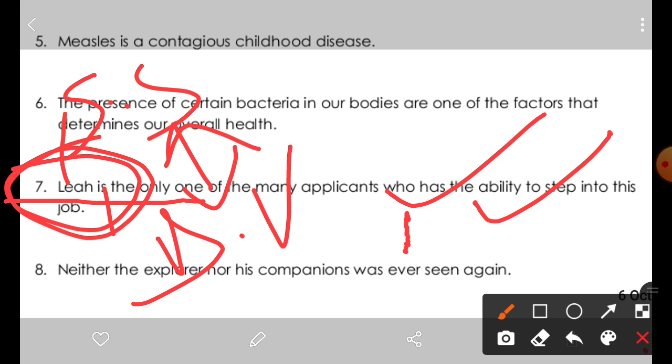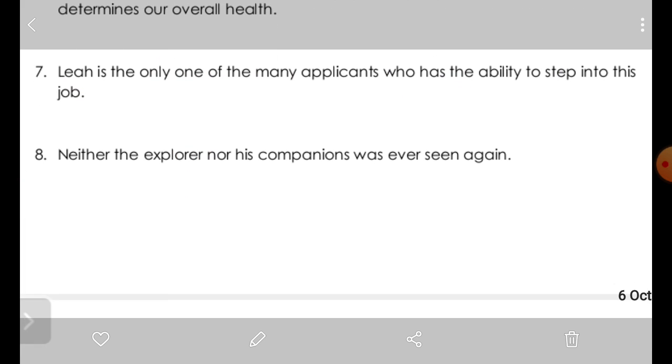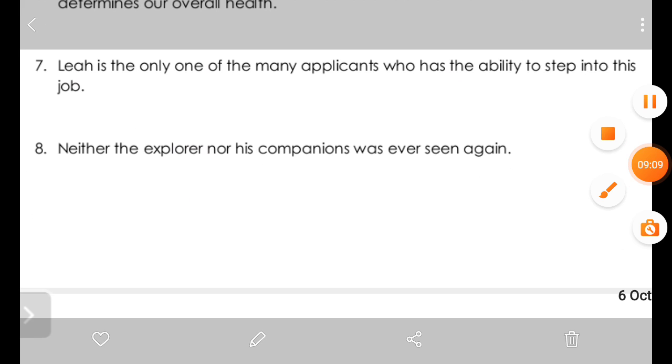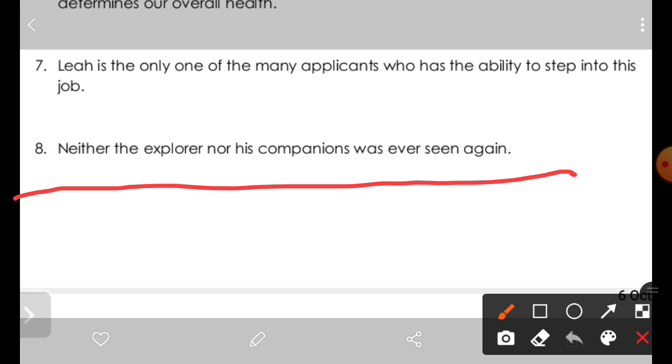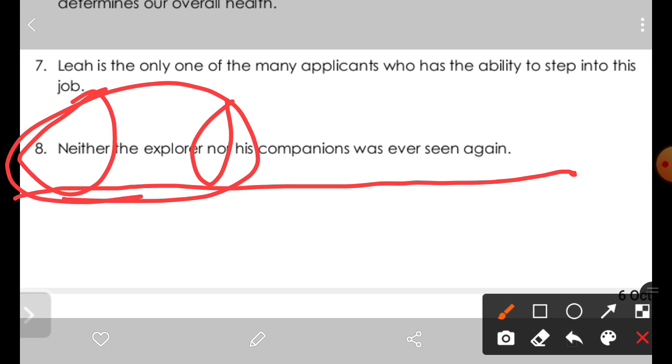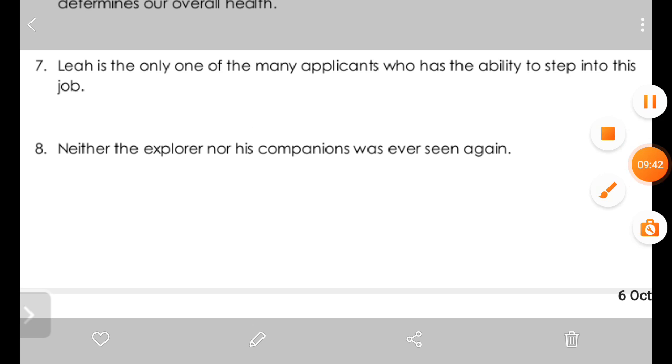Now I think you might be enjoying these exercises, because the things are getting clearer. This is the last sentence of this exercise 2. We shall move further and do more exercises for today's class. So let's see this sentence first. Neither the explorer nor his companions was ever seen again. So here we have the neither nor rule. We have to apply the rule of neither and nor. And when neither nor, either or is given, then we always have two subjects. So what are the two subjects given here?